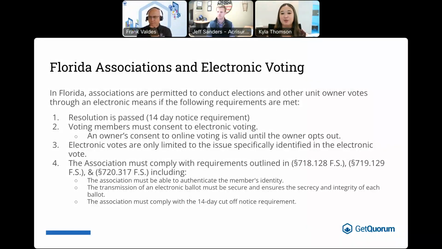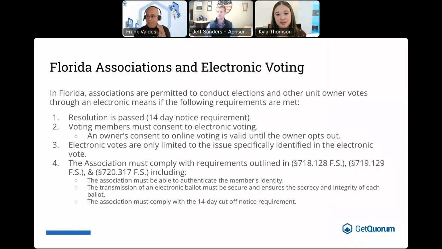Now, what does that mean in writing? And Frank, I'll bring you in here because I've got some associations, and I've certainly drafted it for associations too, where I draft a paper consent. That's sent out to everyone, and they sign, and they usually put their email address in there, and they say, I consent to electronic voting. But I do know that there's a way, if the owner is able to or wants to, that they can consent to electronic voting on the actual website.